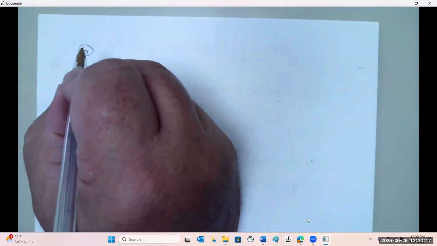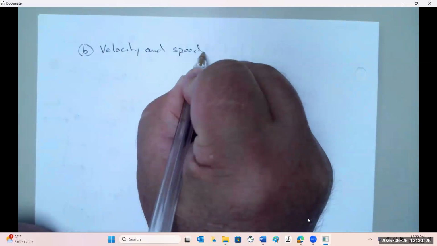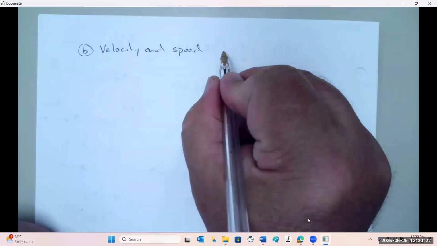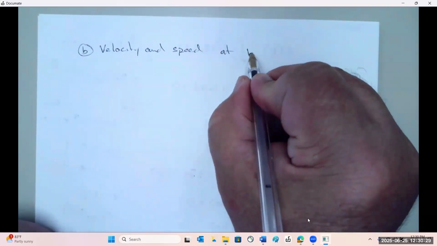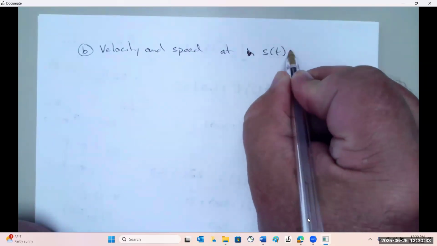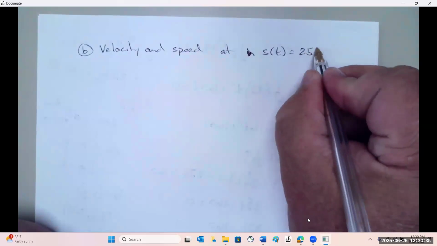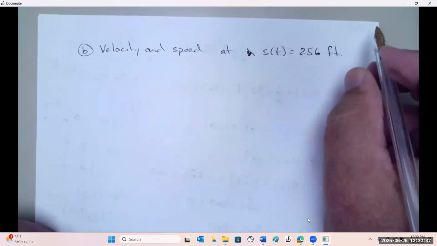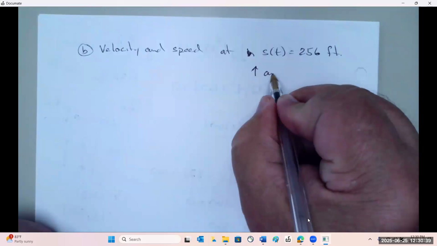So it's saying, what are the velocity and speed at S of t equals 256 feet, up and down.